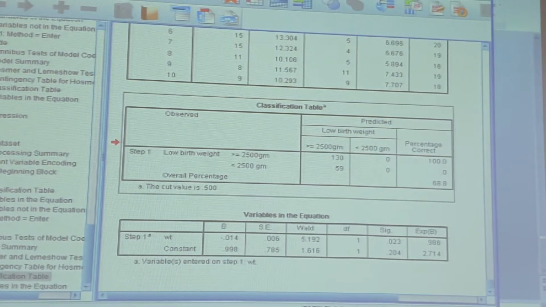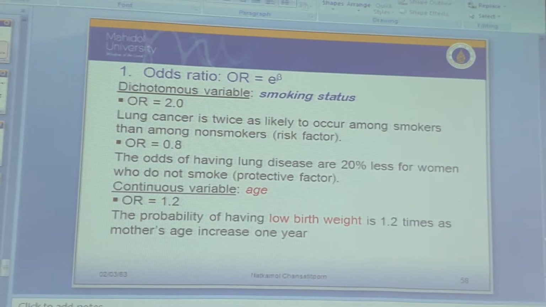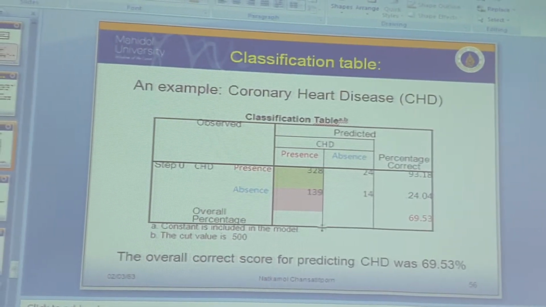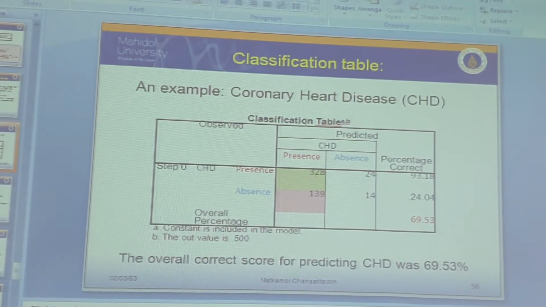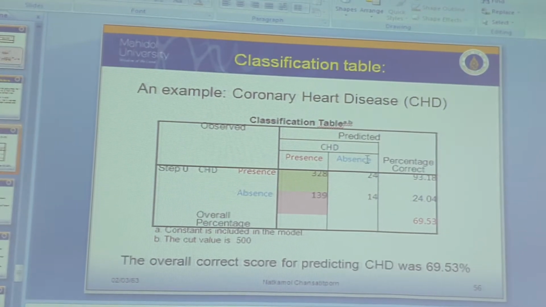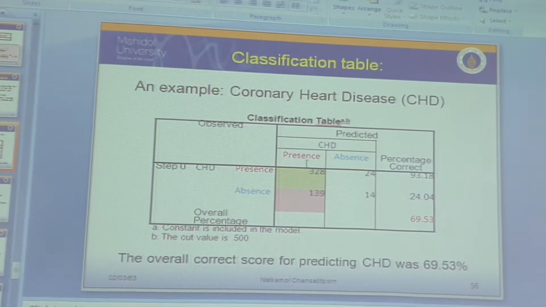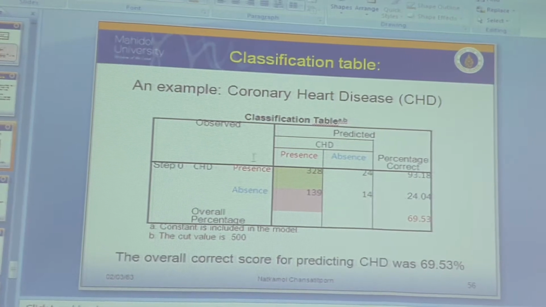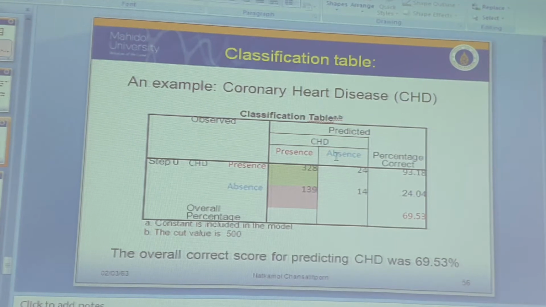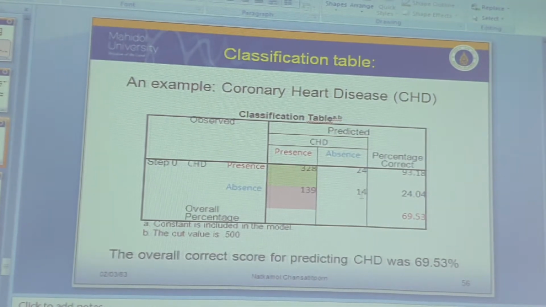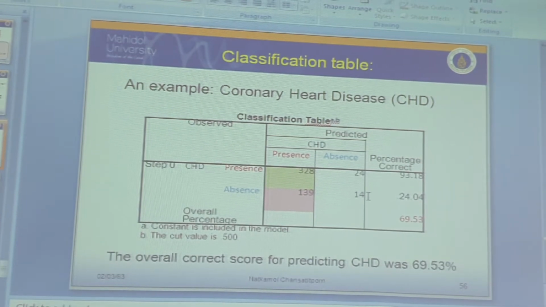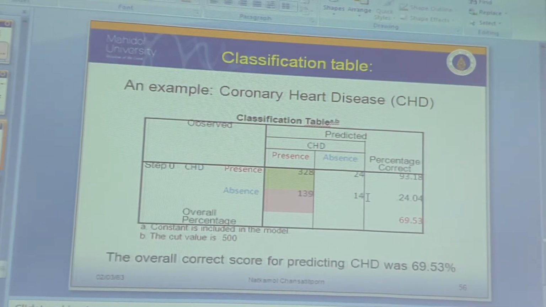Again, I will give you another example from my slide. Here is the example: coronary heart disease. This is observed, this is predicted. In this one, present and absent. So present and present together, predicted and observed, we got 3 to 8. And absent and absent together, we got 14. So 3 to 8 plus 14 is the correct prediction.